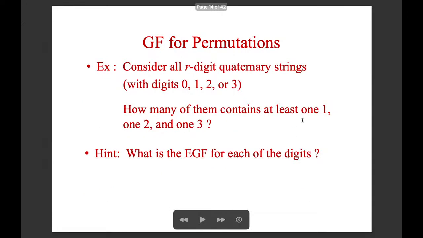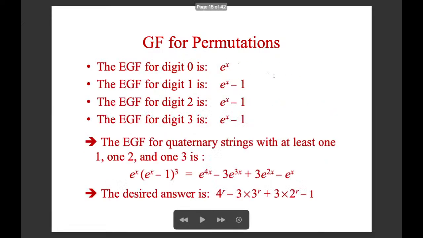So in order to get the original answer, we are focusing on how many ways there are to get length R digit quaternary strings. So what we should do is look at this EGF, find out the coefficient of x to the power r, and then the answer that we want is the coefficient multiplied with r factorial. After checking, the coefficient of x to the power r here is 4 to the power r divided by r factorial. Once we multiply this with r factorial, we get 4 to the power r.